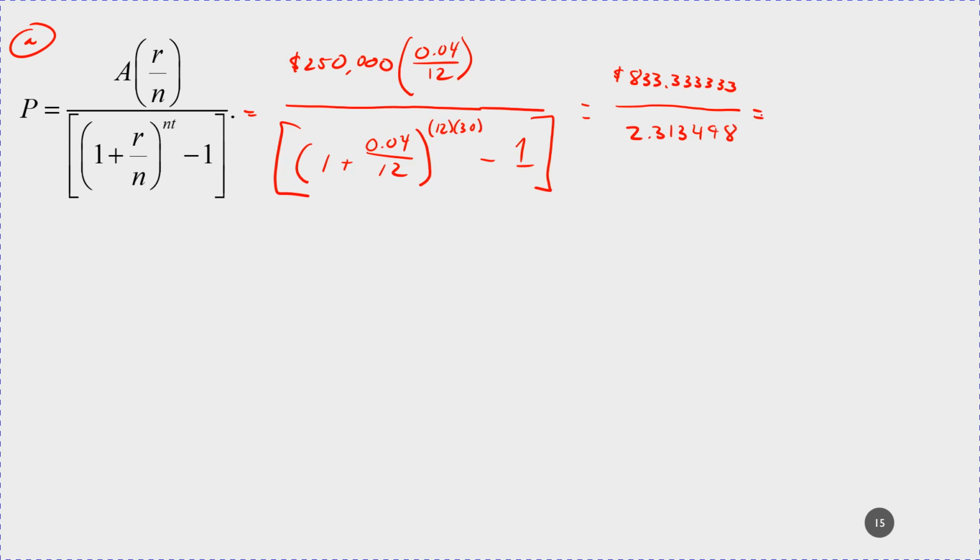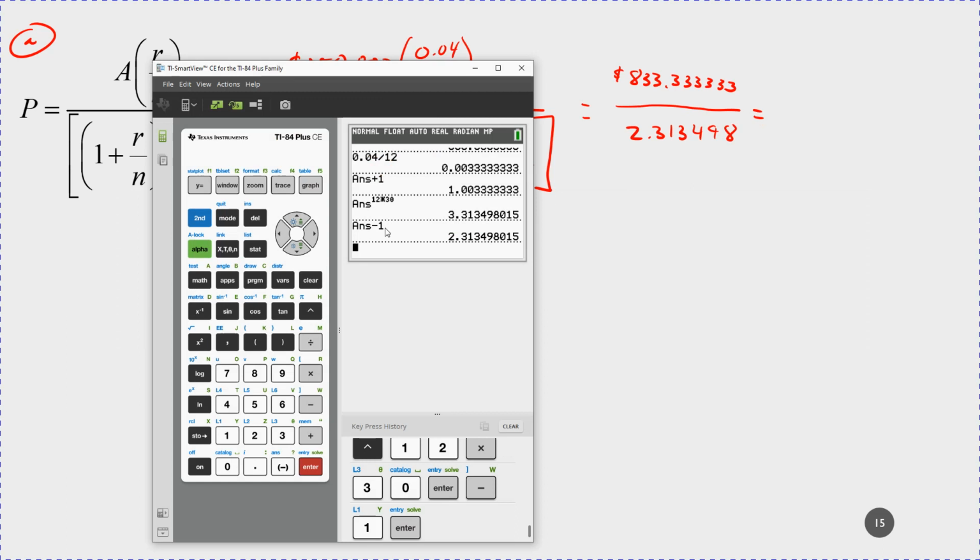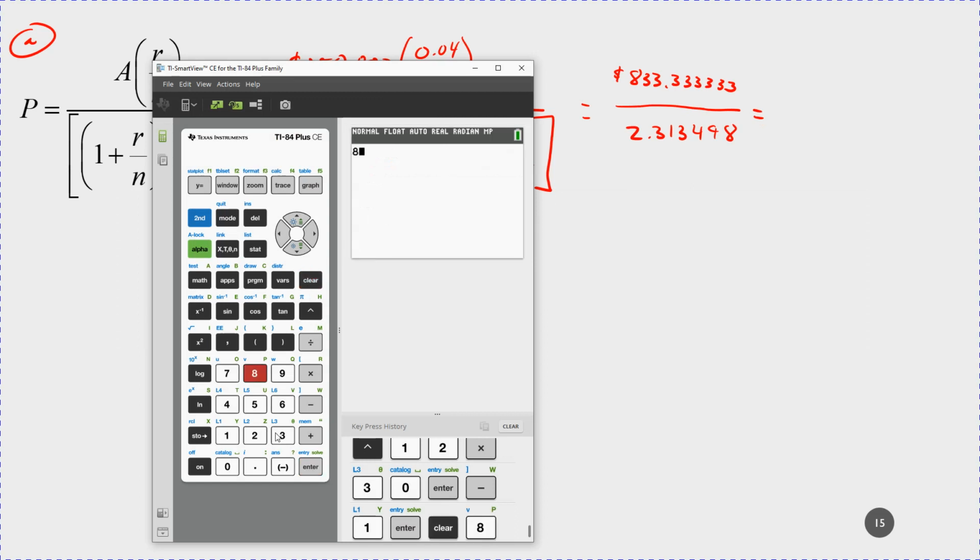All right, so now let's go right into our calculator here. 833.12345 going out. We want to be as accurate as we can. And here we'll round this off, right? So to have this $250,000, you're going to have to put away $360.20 each month.